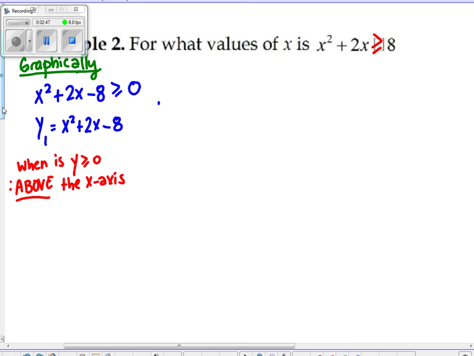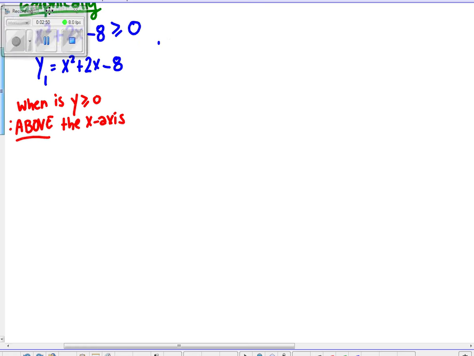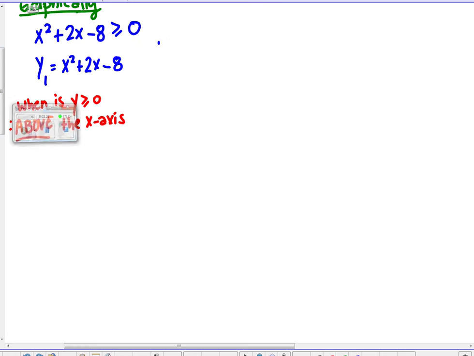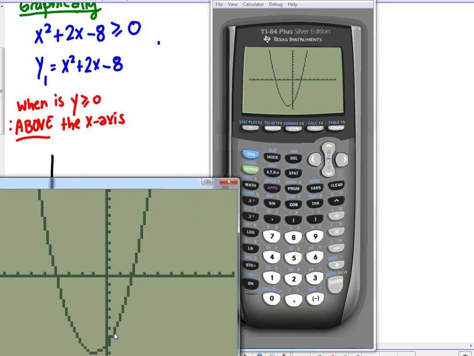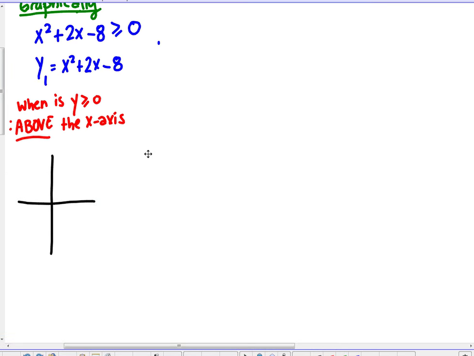So looking at our graph, I do a quick sketch. What are my x-intercepts? Can you tell what they are on the graph? Or do we need to actually use the 0 feature? Looks like 2 and negative 4, okay? And would you agree, looking at the equation, would it factor to that? Yeah, so we're happy with that result. So negative 4 and 2, and the graph opens up. So it looks something like that.